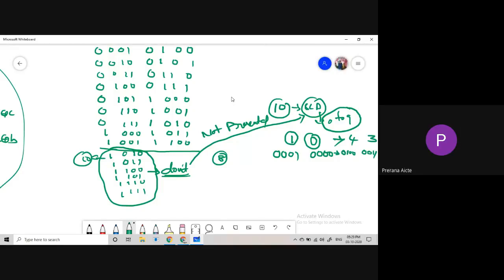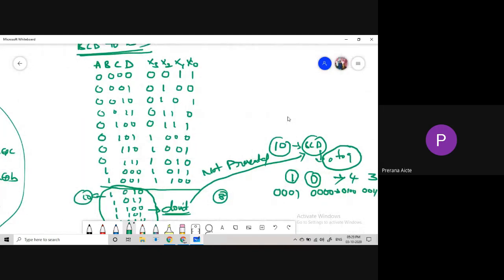Then coming to the construction side, we are using K-maps, which are 4-variable K-maps. For X0 we use one 4-variable K-map, and for X1 also, and X2, X3 also. So how many K-maps are required for this? 4. Yes, 4 K-maps are required. Then again, for X0, we are using one 4-variable K-map.